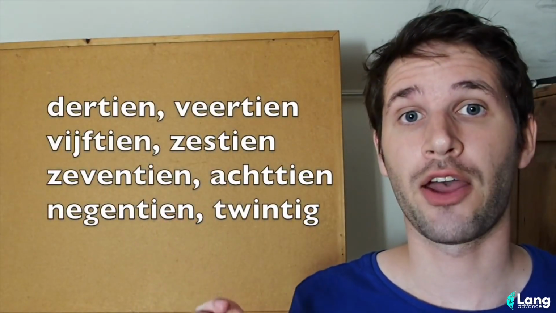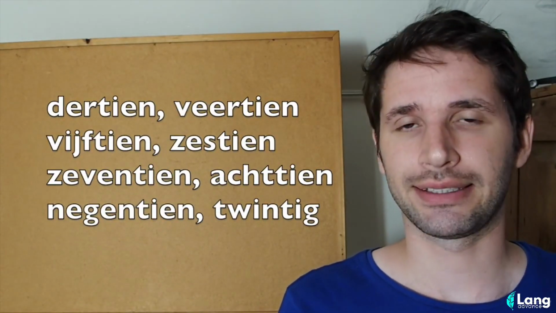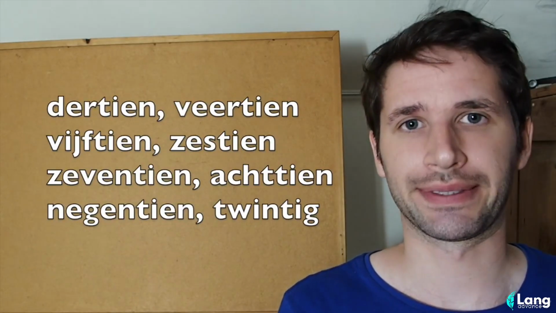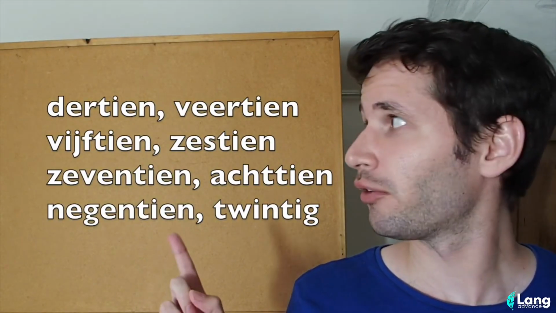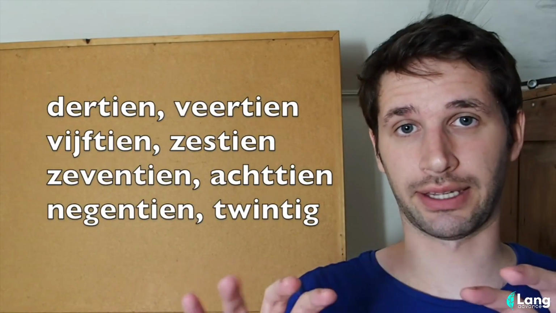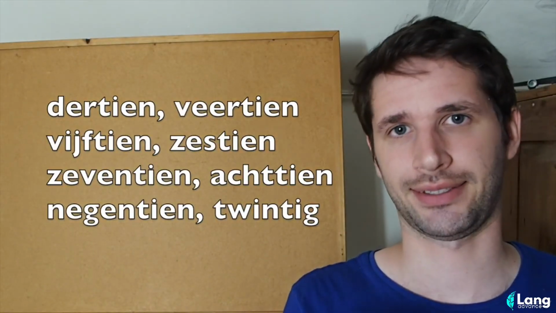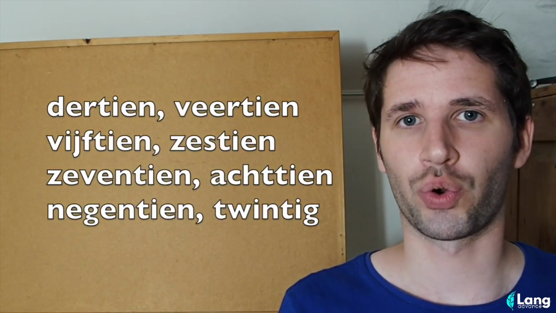13, 14, 15, 16, 17, 18, 19, 20. You see there from 15 on that it's just a combination of 5 and 10. 15, so that's 15. And then 16, 16. So that's how you can remember the numbers.